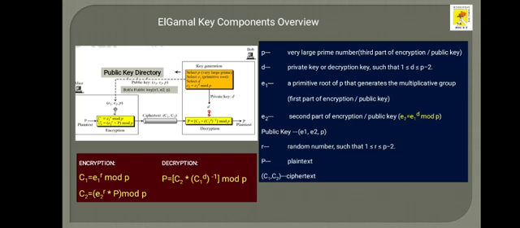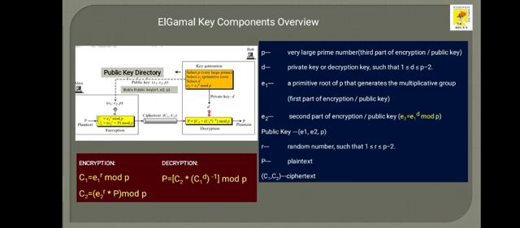Next, we'll see the key components of the ElGamal algorithm. This slide is very important. If you remember this slide, you can write all about the ElGamal encryption algorithm. On the left side, we have two communication parties, Alice and Bob. Alice is the sender and Bob is the receiver. If Alice wants to send a message to Bob, she needs the public key of Bob. Alice will get this public key from the public key directory. This public key is a three-component key: E1, E2, P.